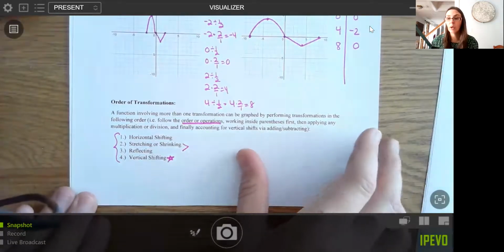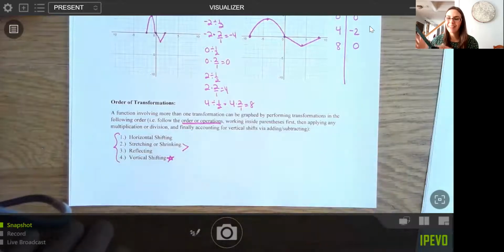All right, in the next video, we're going to do 2 examples out that use multiple transformations, so you can see how those work.